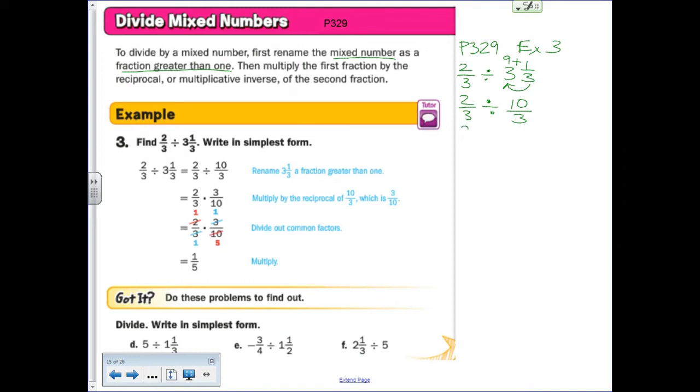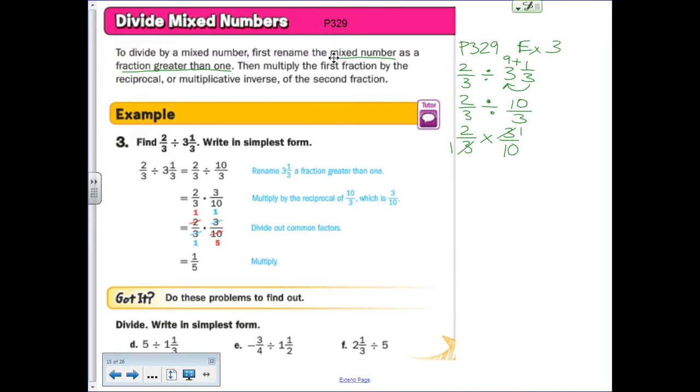Then I will keep the dividend, change division to multiplication, and flip the divisor over and make it its reciprocal. So keep, change, flip. Then before I want to multiply, I need to do any kind of reducing. Well, hopefully you can see that 3 and 3 are reciprocals of each other. So when they divide, they equal 1.